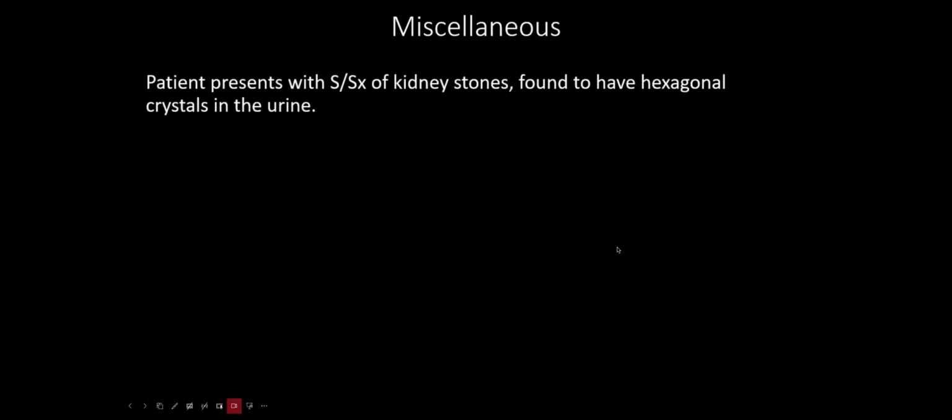Another miscellaneous case. A patient presenting with signs and symptoms of kidney stones, and they're found to have hexagonal crystals in the urine. We've already mentioned this on one of our past slides. So what is this, Mike, with hexagonal stones? This is the cysteine stone. Yeah, so you have cystinuria. Notably, this is a genetic disorder, and there's a classic test that's done, and they'll give it to you. They'll say that there's a positive test. If you see it, you have to know that this is cystinuria.